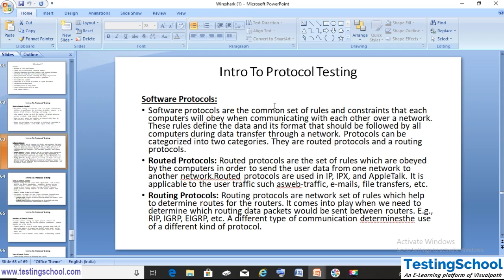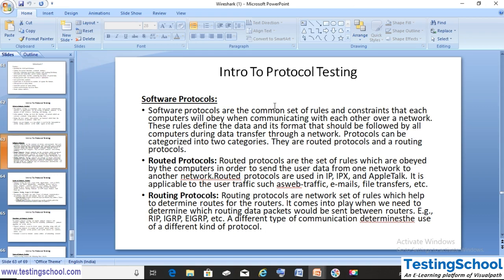So software protocols are the common set of rules and constraints that each computer will obey when communicating with each other. When two computers are communicating, they have to obey the set of rules defined by these software protocols. These rules define the data and its format that should be followed by all computers during data transfer through a network.